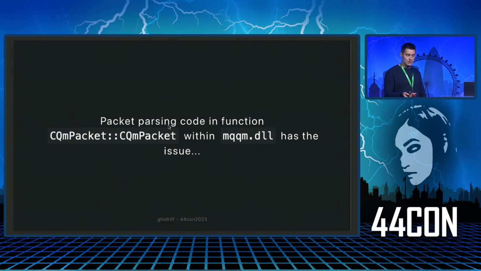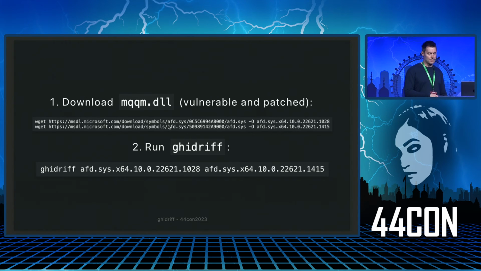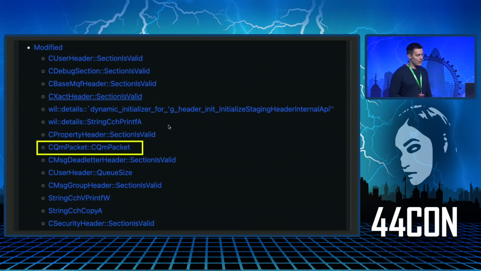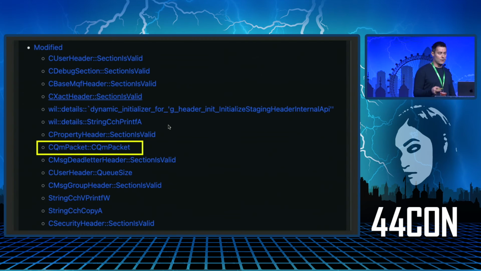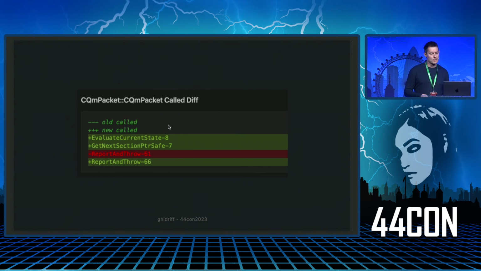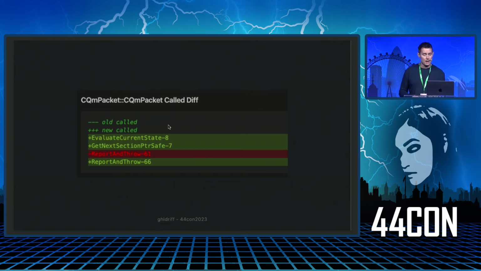So if you want to repeat that with ghidriff, you just go and download those two files, the patched version and the vulnerable version. You run this on the command line, and again, you're going to review what has been modified, and you can see right there the CQM packet function has been identified. If you go look at the diff for that, you can look at the call diff, and you can notice that they've added some new function calls. One's called get next section pointer safe, and they added that 7 times.